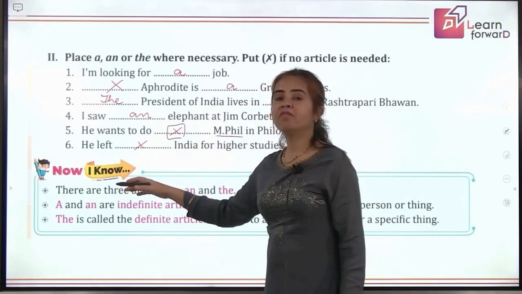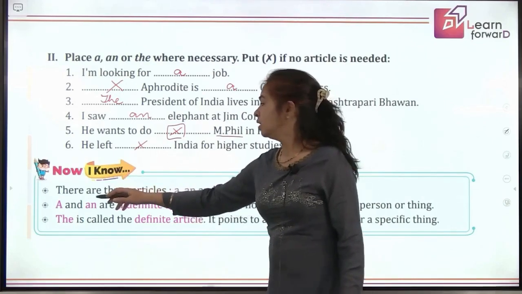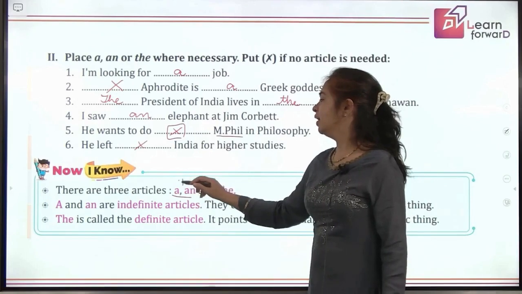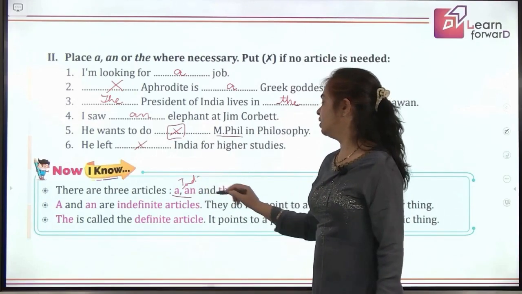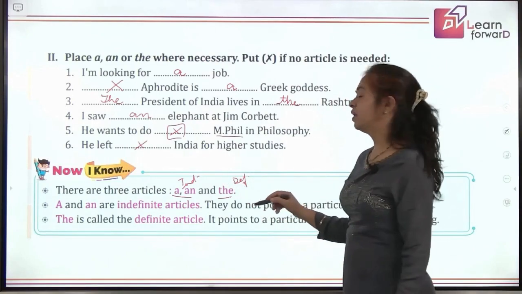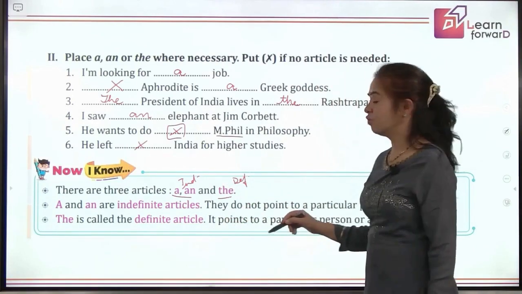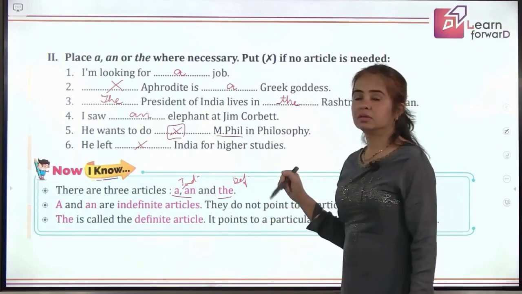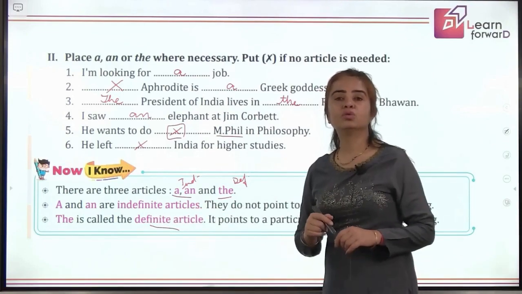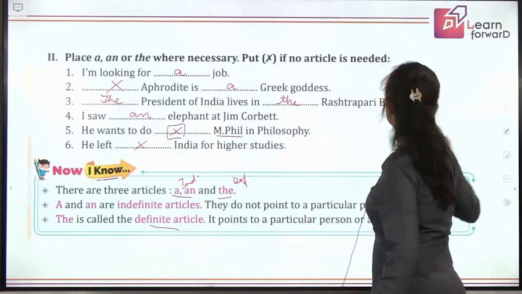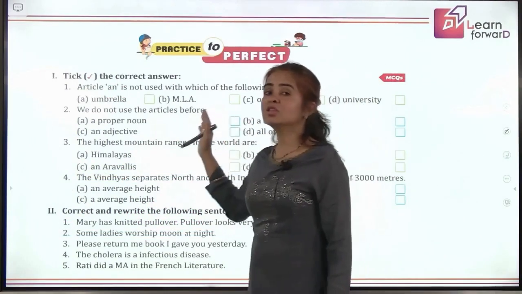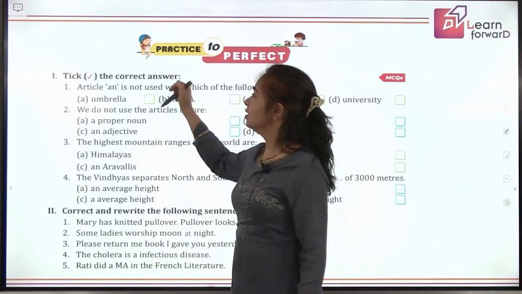Now what we have learnt is there are three articles, a, an and the, out of which we say a and an are indefinite articles, and the is the definite article. The indefinite articles are not used for any particular noun, right? Then the is the definite article, and it is used for particular nouns, and we have already learned about the different situations where we have to use them. So it's now time for practicing to perfect.